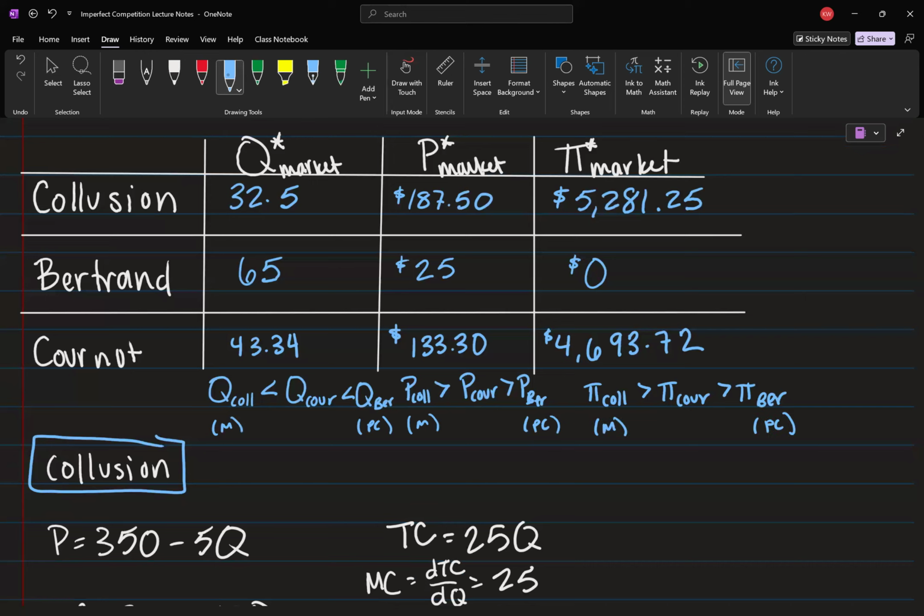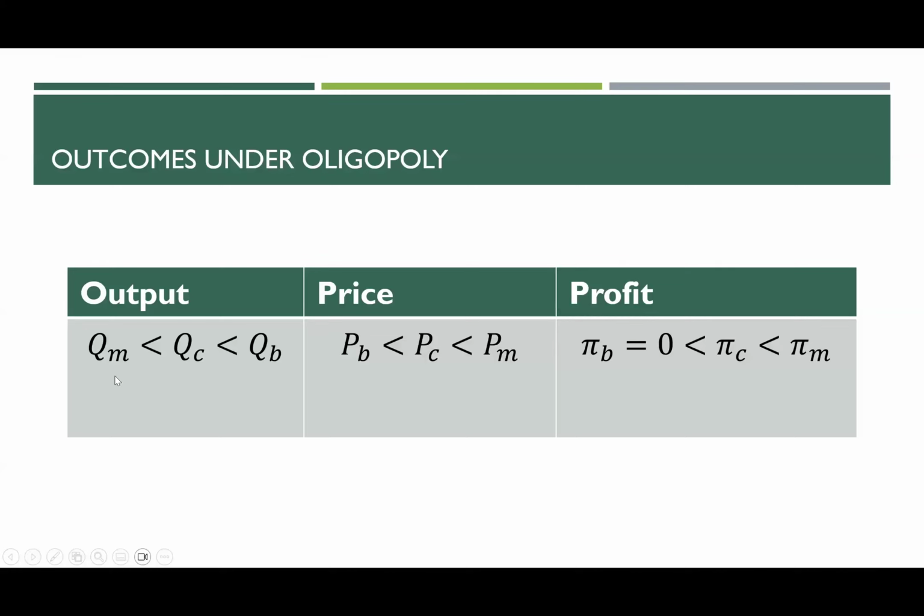And these relationships are summarized in the lecture slide deck, so you can see that there as well. The output produced by collusion is the same as the monopoly output, which is less than that produced by Cournot firms, which is less than what Bertrand firms produce. When it comes to price, Bertrand firms price the lowest, Cournot prices just above that, and then the prices charged by the colluding firms are the highest.